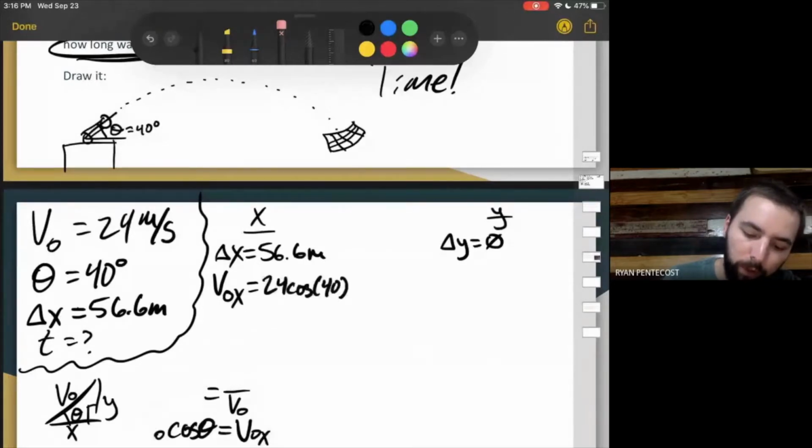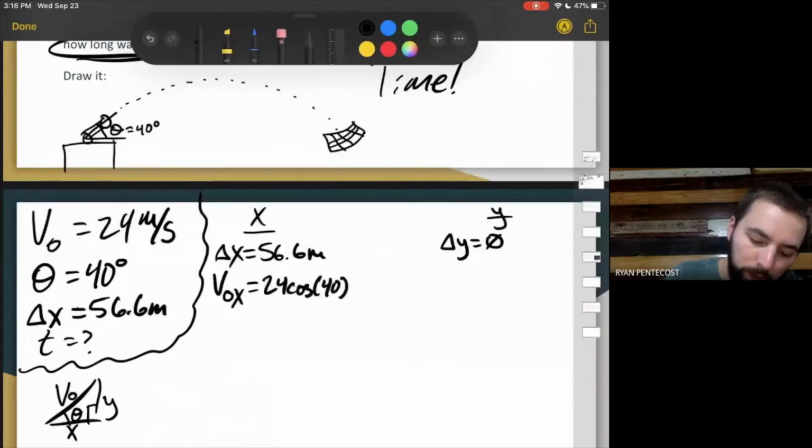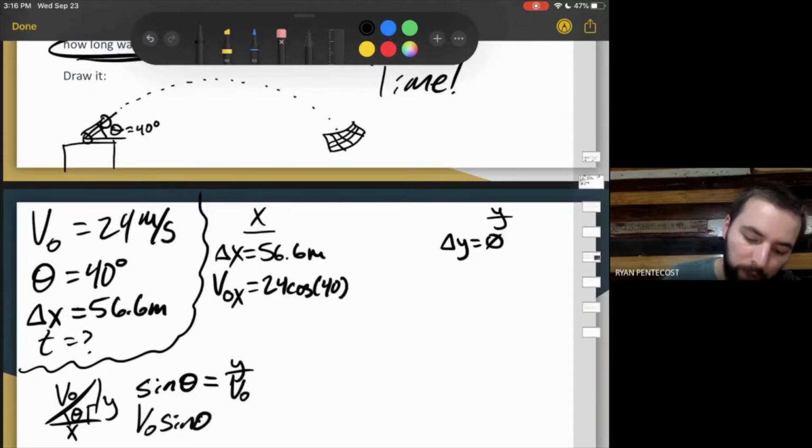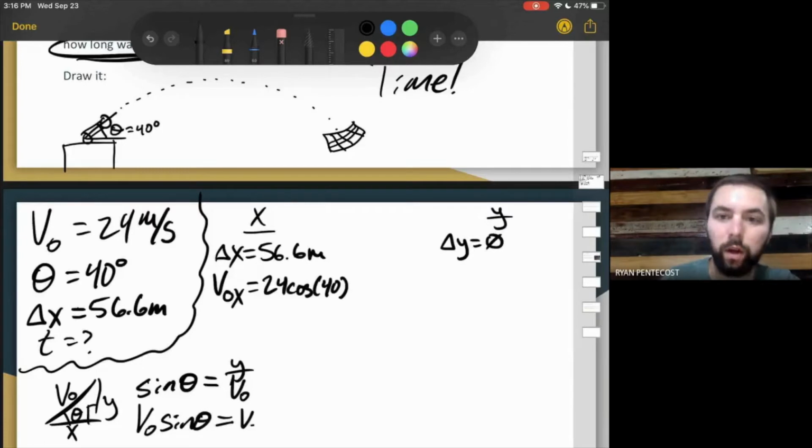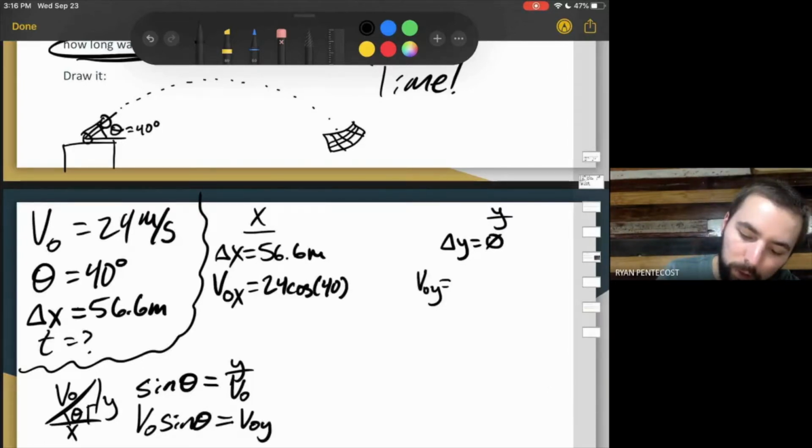Now, if we want Vy, we will do sine, because sine theta is opposite over hypotenuse, so you'd have the Y component over V naught, the hypotenuse. If you want that Y component, you just multiply your V naught over to get V naught Y, right? So that means that V naught Y over here is 24 sine of 40. Okay.